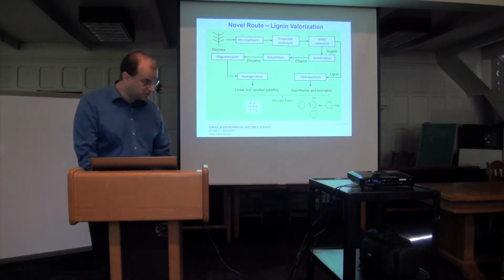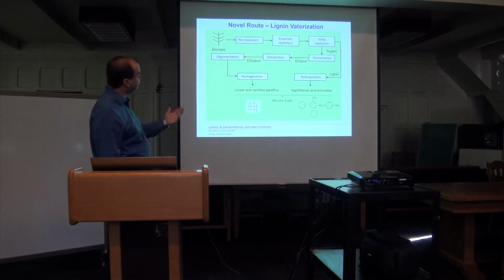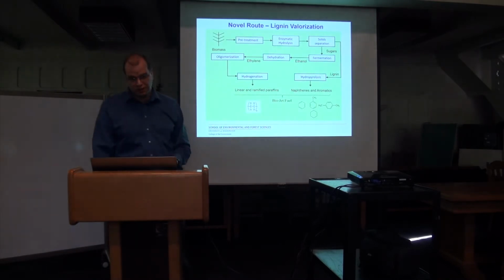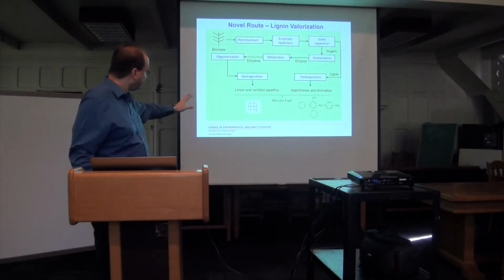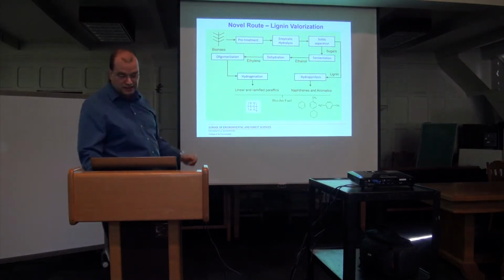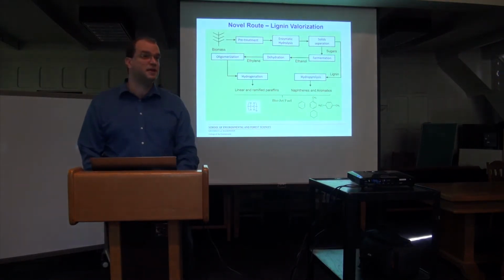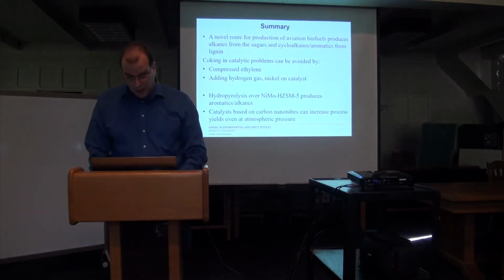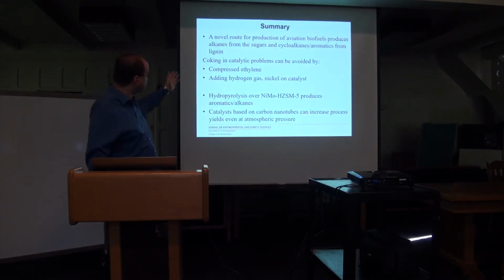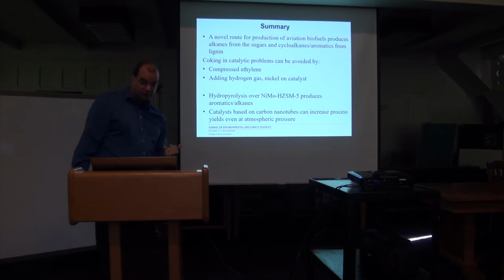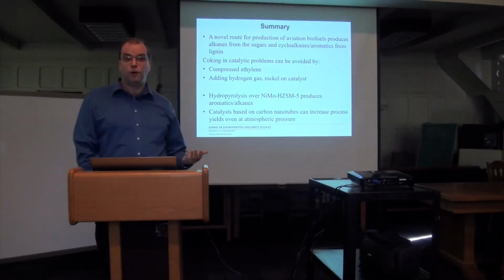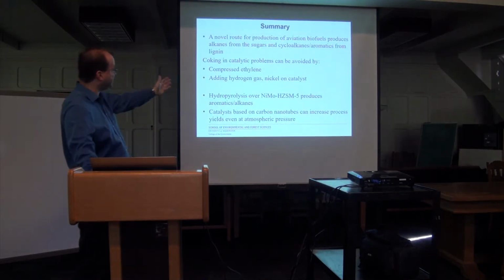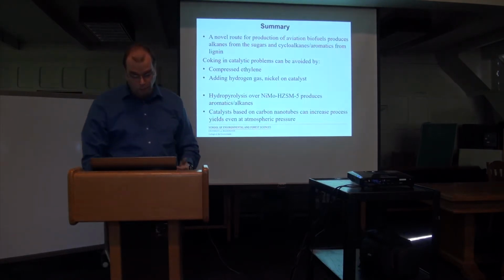So in summary, we discussed here a route in which we are using lignin valorization. We have a traditional alcohol to jet process that produces paraffins, but we propose to use lignin as a source of aromatics and cycloalkanes via this hydropyrolysis process with the proper catalysts. Okay, so coking, we discussed coking quite a bit, but it can be avoided. In the case of the oligomerization of ethylene, compressed ethylene helps, and in the case of hydropyrolysis, the hydrogen gas combined with the nickel significantly helps with that.